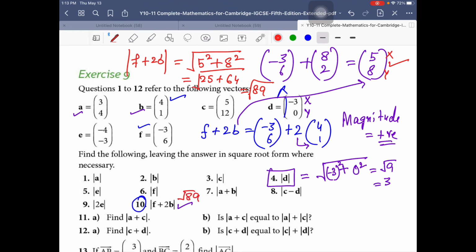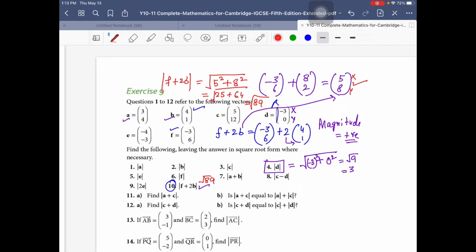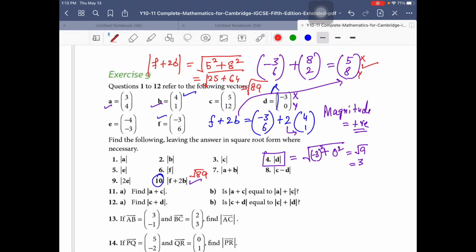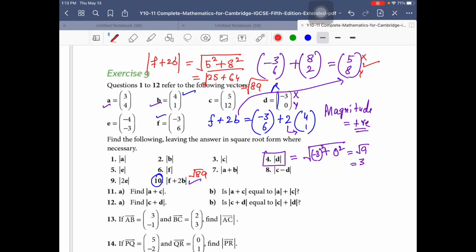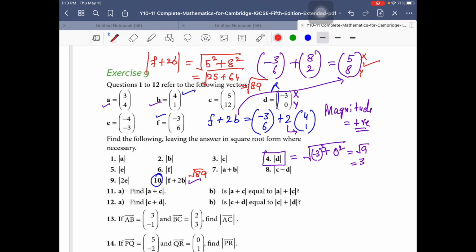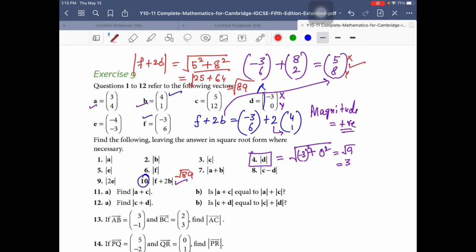So likewise, we can use the definition of magnitude to find the length of any kind of vector. So you can solve a variety of questions in this exercise. I will deal with some typical problems on this topic of finding the magnitude of a vector or writing a vector as a column matrix in future videos. Okay, I hope you guys understand.